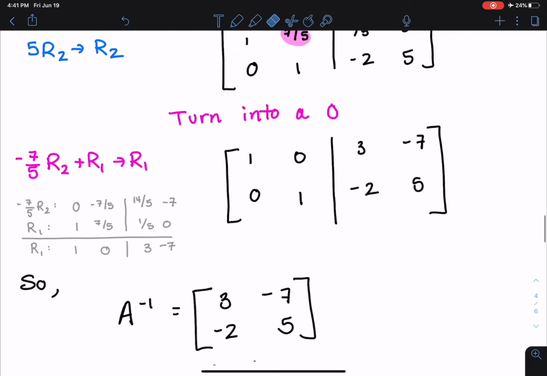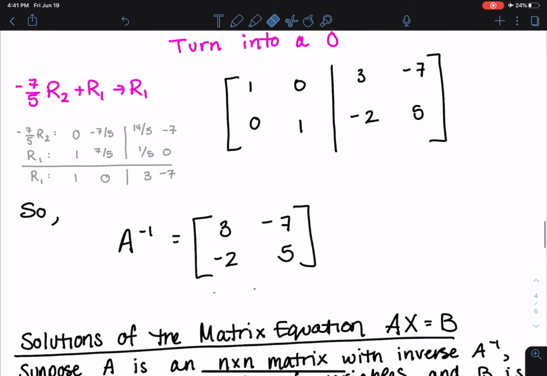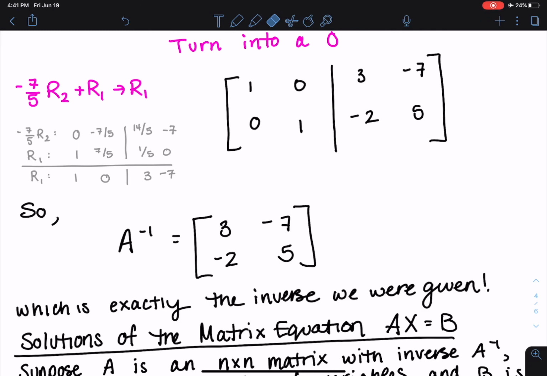So what this tells me now is that what I'm left with on the right-hand side is my matrix inverse. So A inverse is exactly the matrix 3, -7, -2, 5, which is what we had there before. So this was the second matrix we verified was the inverse.